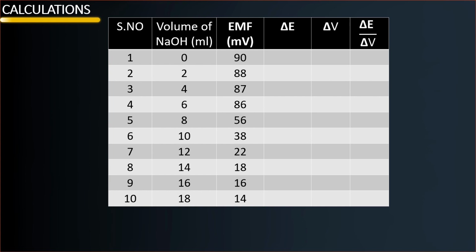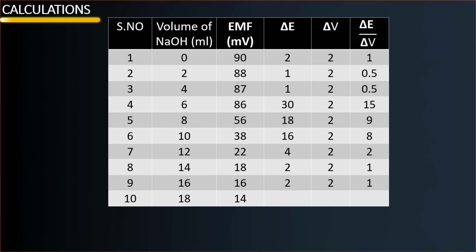If you consider this as EMF 1, 2, 3, 4, like that, delta E values will be E2 minus E1. The first value will be this minus this, E2 minus E1. Second value will be E3 minus E2. Third value will be E4 minus E3. This value minus the above value. Like that you will get delta E values. Delta V means change in volume. Here change in volume is 2 ml each time. So you have to divide by 2 every time. So delta E divided by delta V you will note down in the last column.